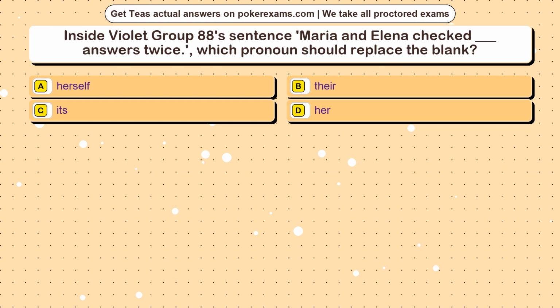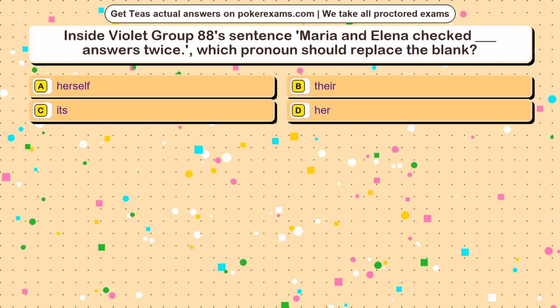Question 22. Inside Violet Group 88's sentence, Maria and Elena checked blank answers twice. Which pronoun should replace the blank? Option A, herself. Option B, their. Option C, its. Option D, her.